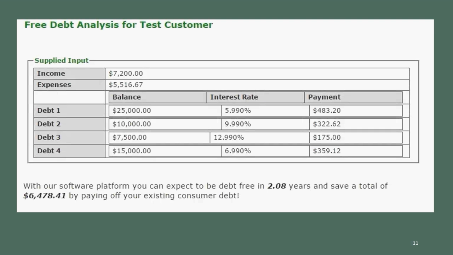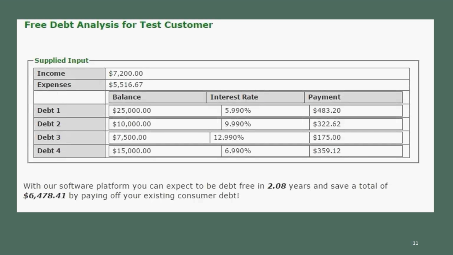And that saves them a total of $6,478. I think you would agree with me that that $6,000 saving of paying off in a 2-year period instead of 5 years is a significant saving.